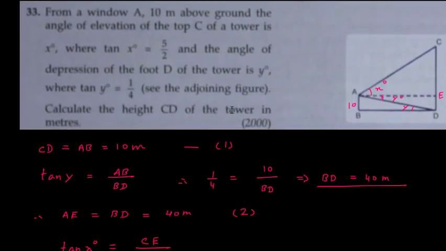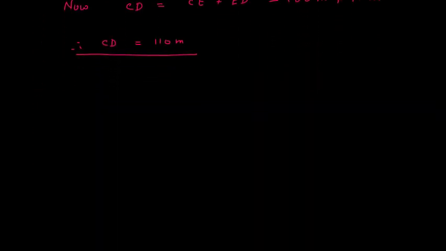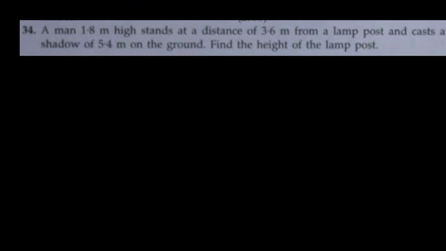This is 33rd question. Now let us see the next question. A man 1.8 meter high stands at a distance of 3.6 meter from the lamp post and casts a shadow of 5.4 meter on the ground. Find the height of the lamp post. A man 1.8 meter high stands at a distance of 3.6 meter from a lamp post and casts a shadow of 5.4 meter on the ground.